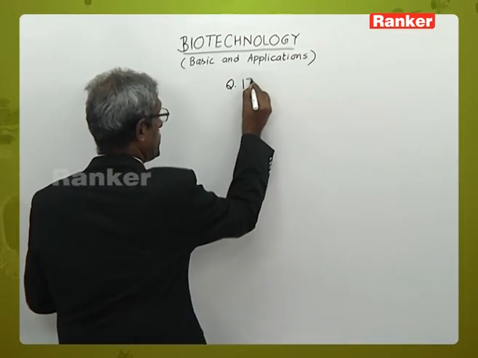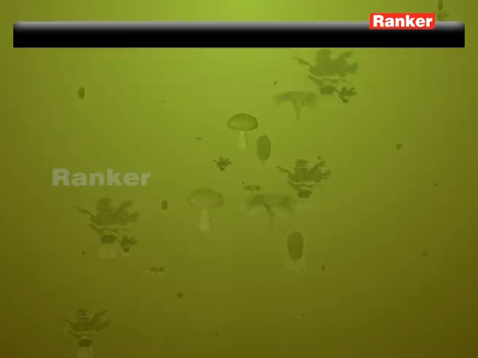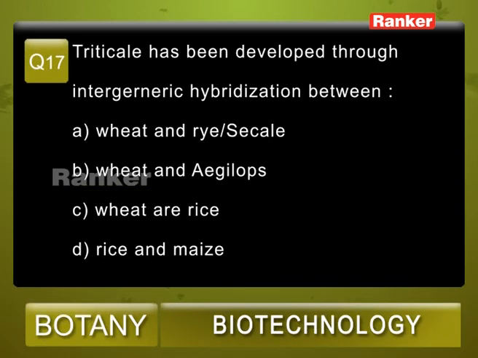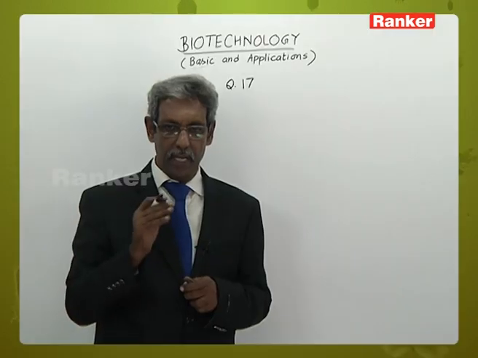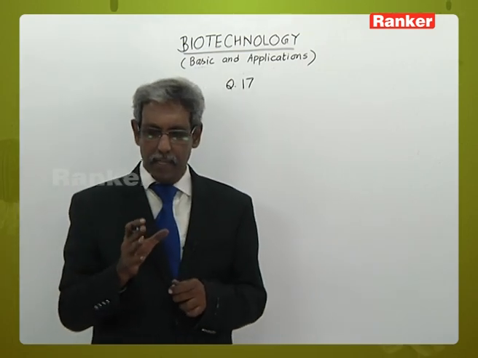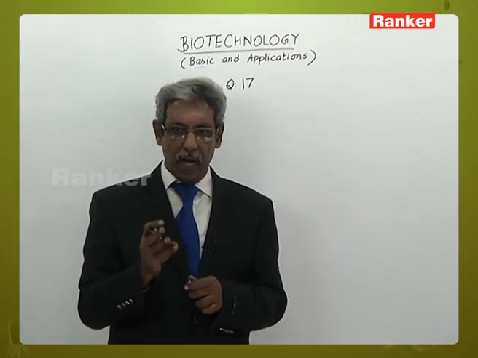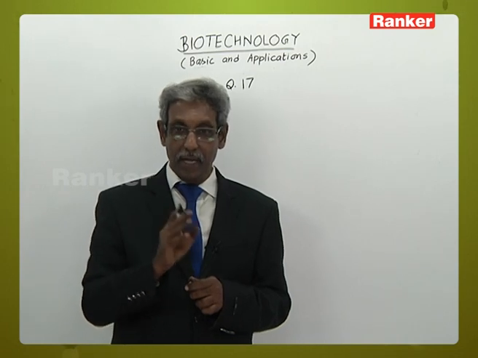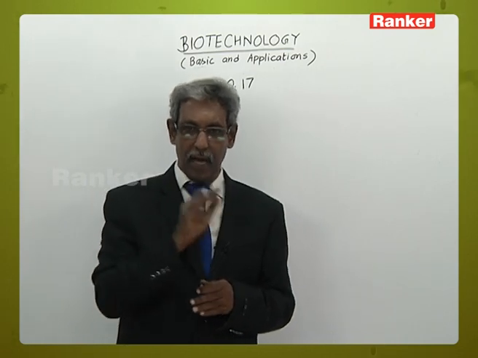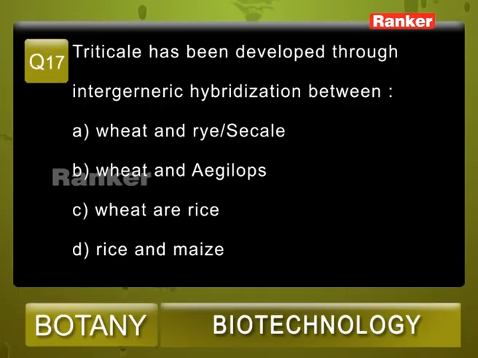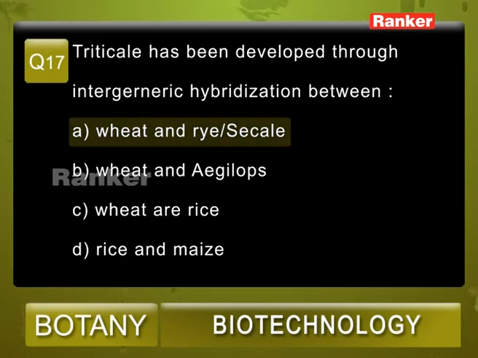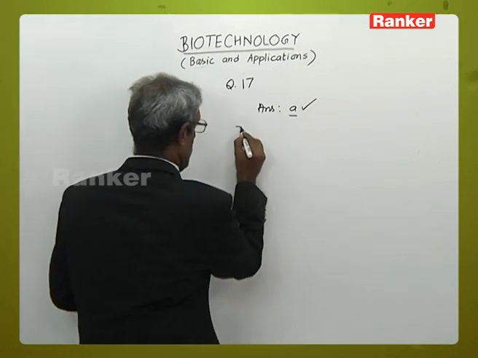Next, we go to question number 17. Triticale has been developed through intergeneric hybridization of, the choices are wheat and rye and sea-kale, wheat and Aegilops, wheat and rice, rice and maize. When you say triticale, triticale is an artificial synthetic, and the artificial synthetic is developed by intergeneric hybridization between wheat and rye or wheat and sea-kale. Hence, the answer is A. It is an intergeneric hybridization.